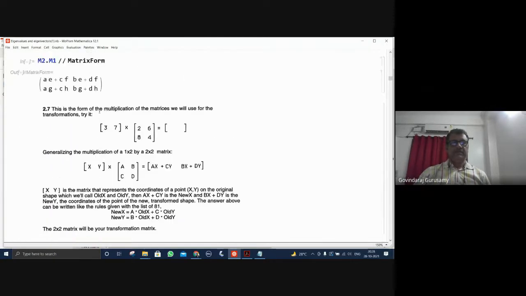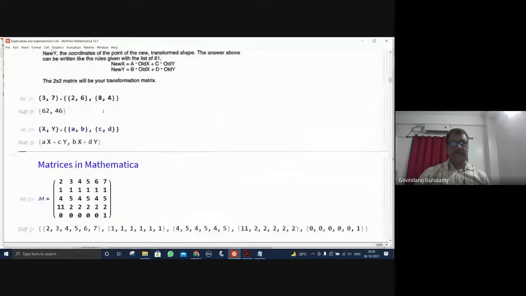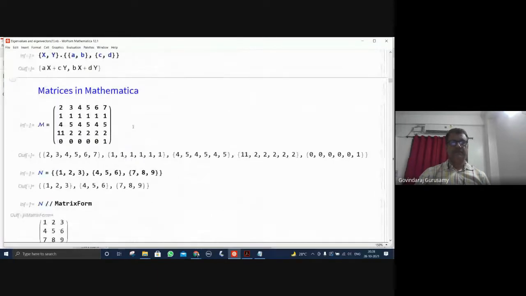These are some of the simple operations that can be done with the help of Mathematica, and these are things you are mostly familiar with. I don't think there is anything new here. Now we are going to start slowly on how matrices are handled in Mathematica. For example, you write this matrix here. M can be written with the first row, second row, third row, fourth row, fifth.